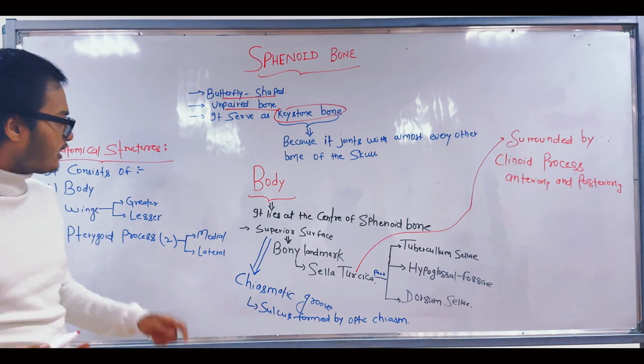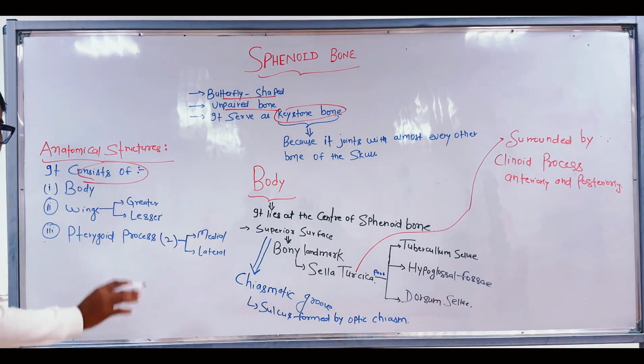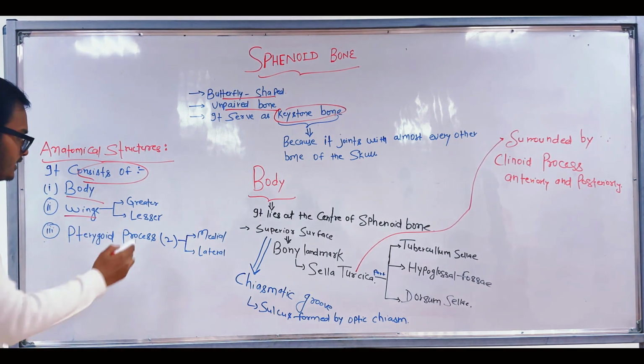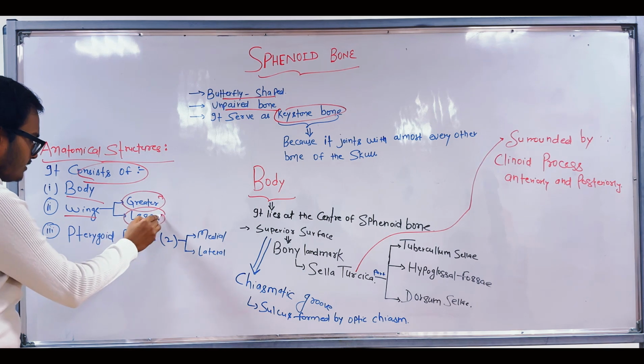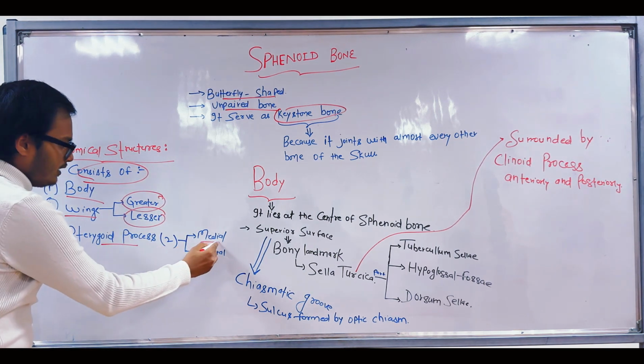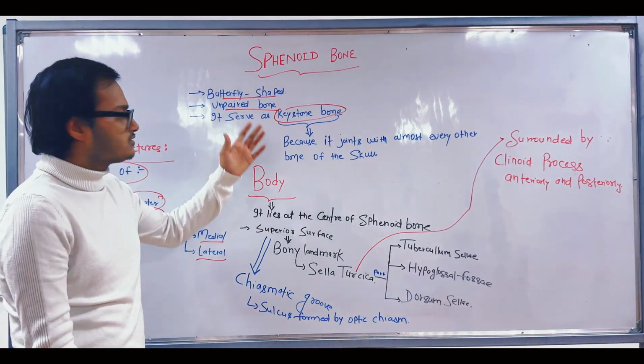Now we will see the anatomical structure of the sphenoid bone. It consists of three structures: the body, the wings, which are two, the greater and the lesser, and the pterygoid processes, which are two, the medial and the lateral one. So, starting with the body of the sphenoid bone.